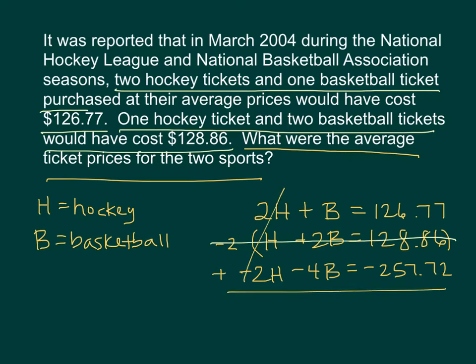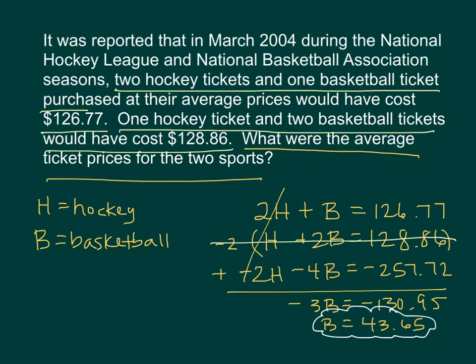My H's are going to cancel. I'm going to be left with -3B equals -130.95. And if I divide by that -3, I get a basketball ticket equals $43.65. That actually sounds like a reasonable answer. Now you guys are well aware that that's only part of my answer. I still need to find out how much a hockey ticket costs.